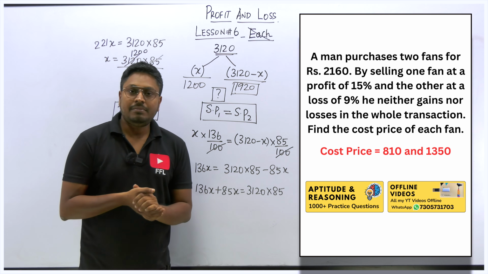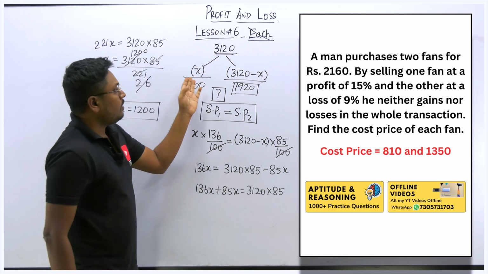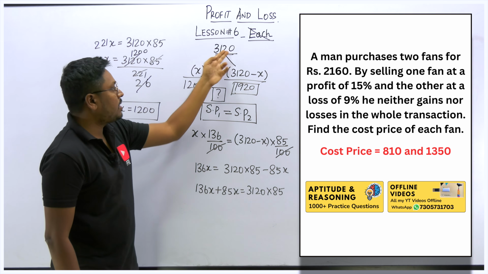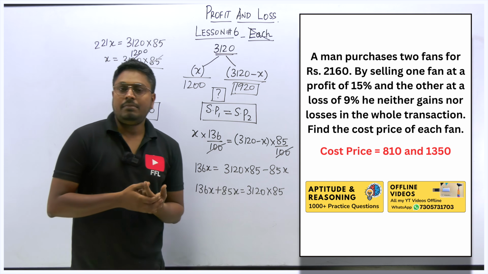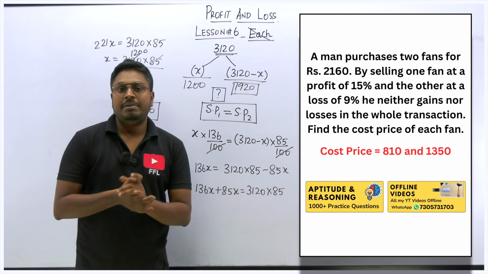So once you find one thing, the cost price of one article, then the second will be easy. Why? Because we know the total minus the first fan cost price. When you subtract both, the result will be the second fan cost price, right? So finding all those values will be easy.